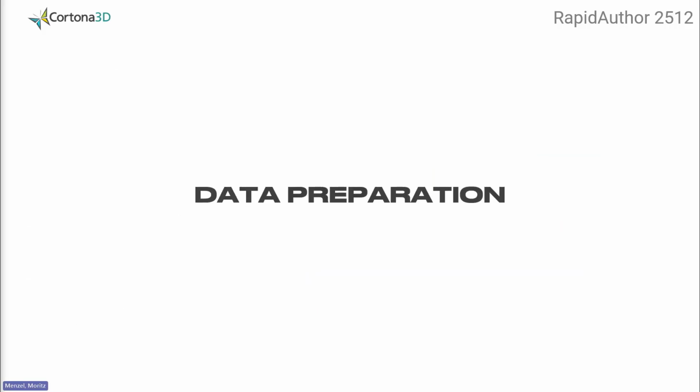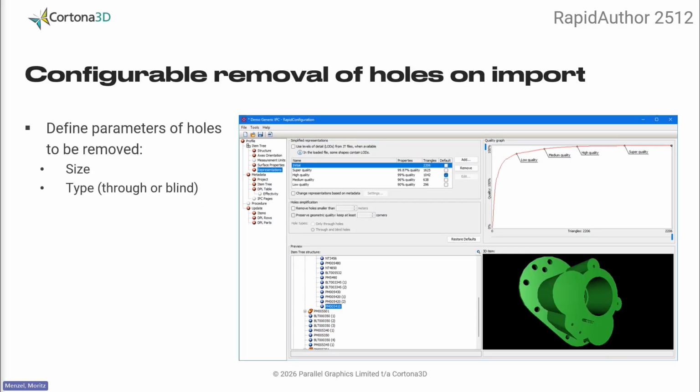We'll start with preparation, specifically with data import. With RapidAuthor 2512, authors can easily remove small holes during import. This improves import time and project performance if small holes are not relevant to your current authoring task. The holes simplification option allows you to specify the size of holes to be ignored and their type.